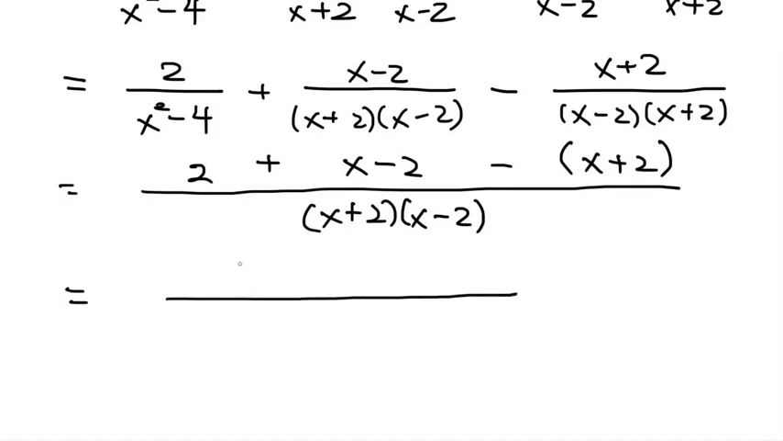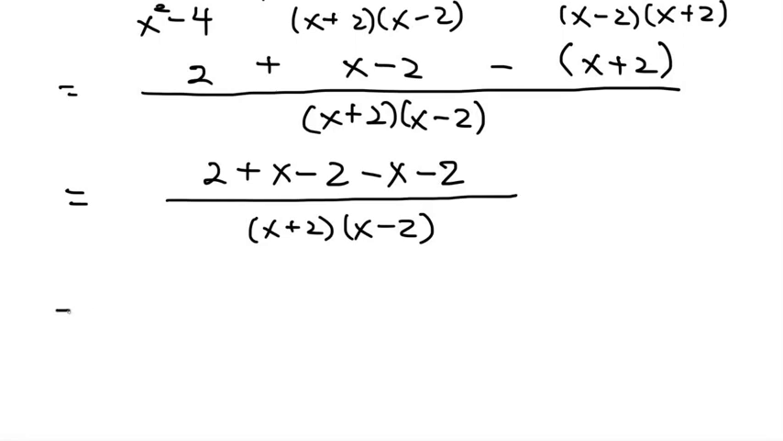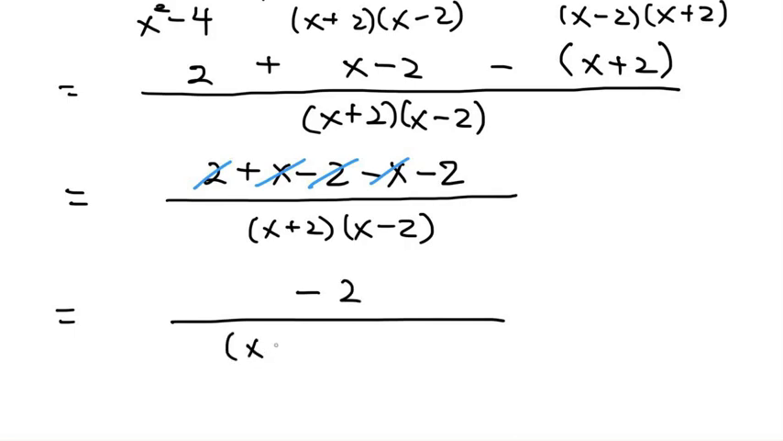So now we can simplify everything. We have 2 plus x minus 2. Distribute the negative sign, negative x or minus x, and then minus 2. In the denominator, we still have x plus 2 times x minus 2. Okay, now we have 2 terms of x plus x minus x cancel out, and 2 minus 2, they cancel out. So we're left with minus 2 on top, and x plus 2 times x minus 2 on the bottom.